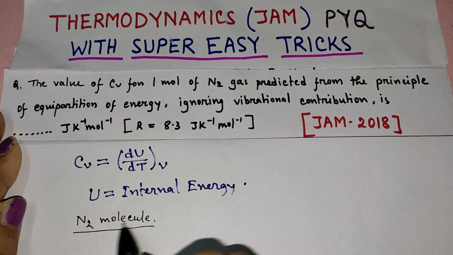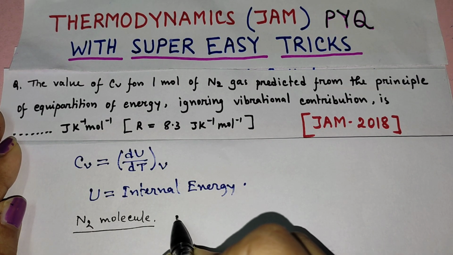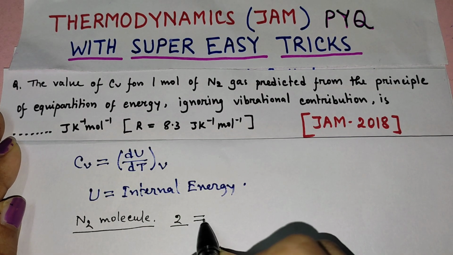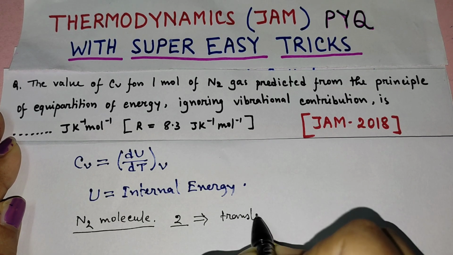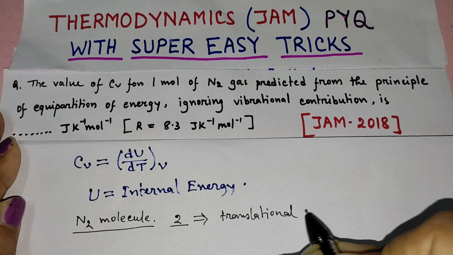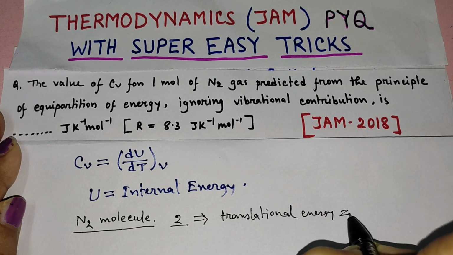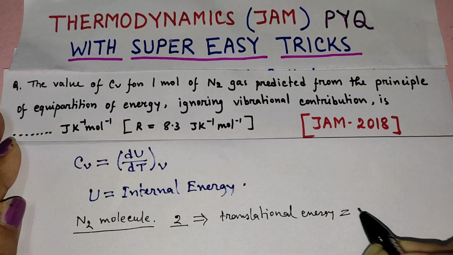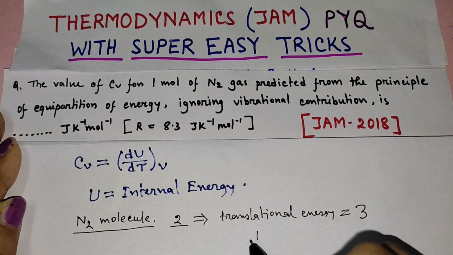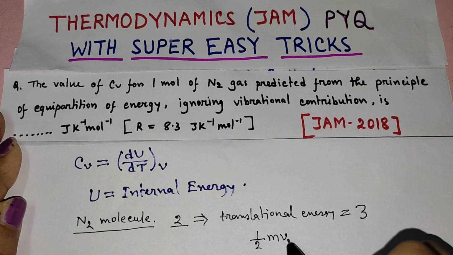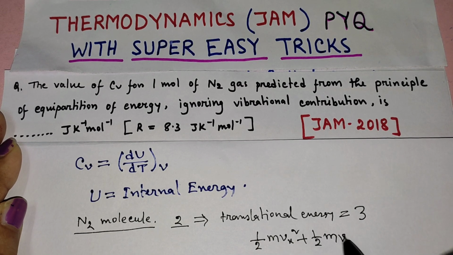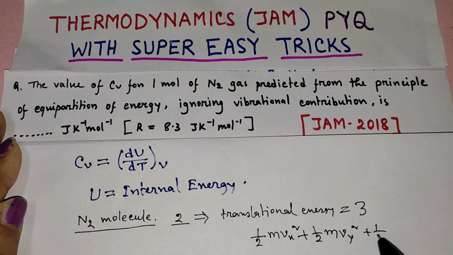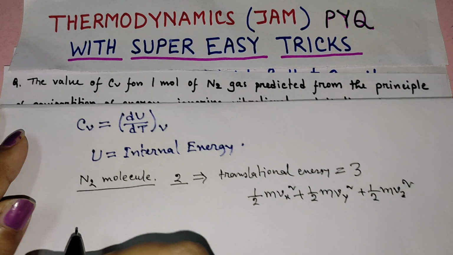Nitrogen molecule is diatomic, molecularity is 2. So the translational degrees of freedom are 3, because half m vx square plus half m vy square plus half m vz square. Now the rotational degrees of freedom.